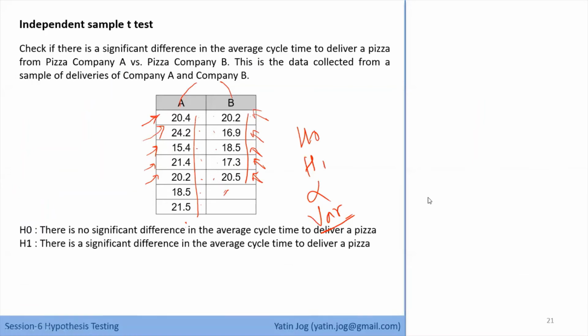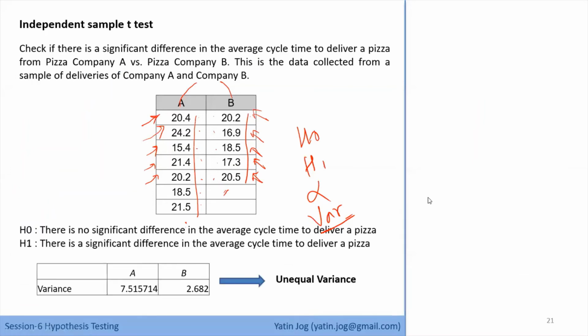Can I say the variances are same? No. The variance of A is 7.5 and the variance of B is 2.6, and these are not similar variances. Even if they are not exactly the same like 7.5 and 7.5, I don't want that case. Even if it is 7.5, 7.1, 7.5, 6.9, that I can consider as equal variance, similar variance. But 7.5 and 2.6 are totally different variances. So this is a case of unequal variance.